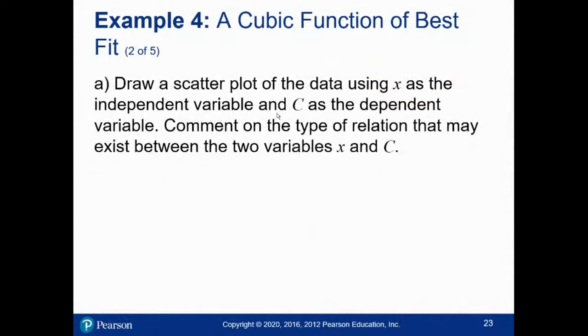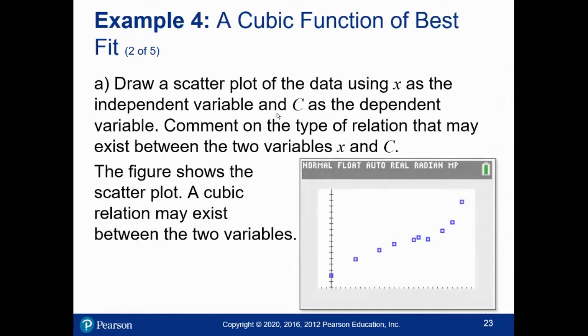Okay. So draw a scatter plot. Comment on the type of relation. That's a very vaguely stated thing. So if we drew the scatter plot, it would look kind of like this. The book is quite confident in stating it's a cubic relationship.